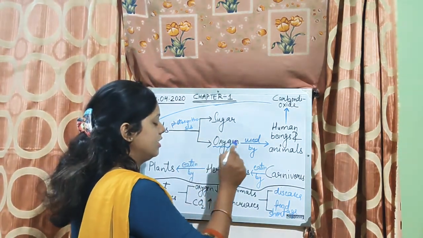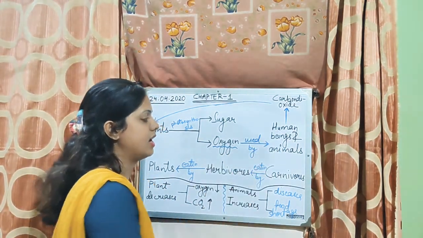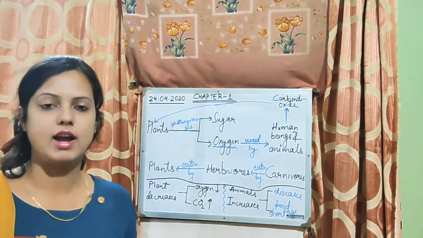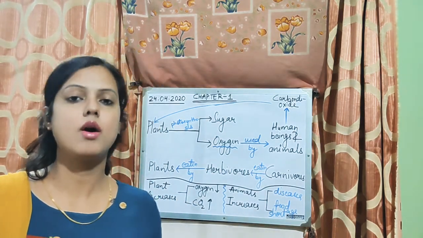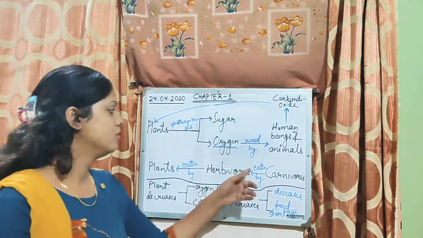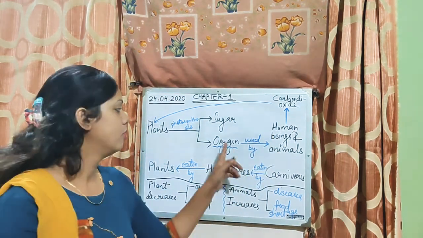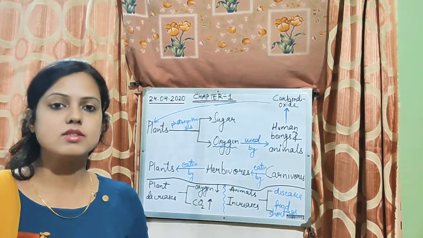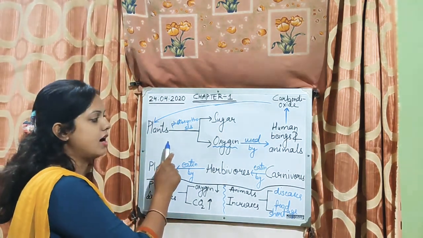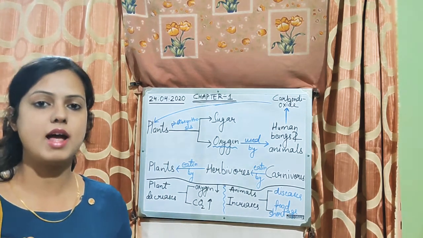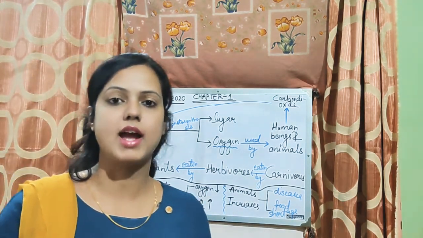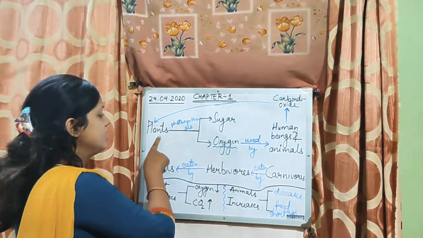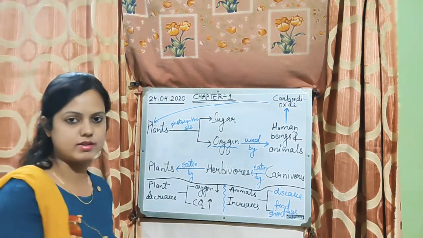Now this oxygen is used by human beings and animals for breathing. Human beings and animals breathe, and what do they take in? They inhale oxygen. So for breathing, from where do human beings and animals get oxygen? This oxygen is provided by plants so that we human beings can breathe. So this is how human beings and animals are dependent on plants for oxygen.